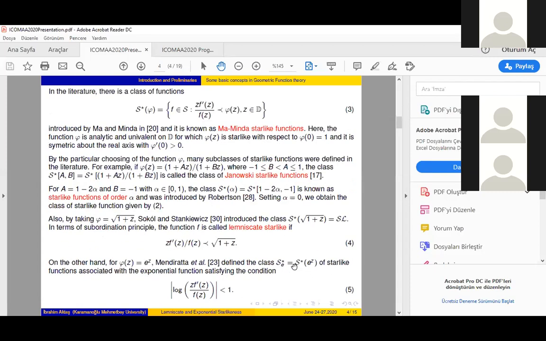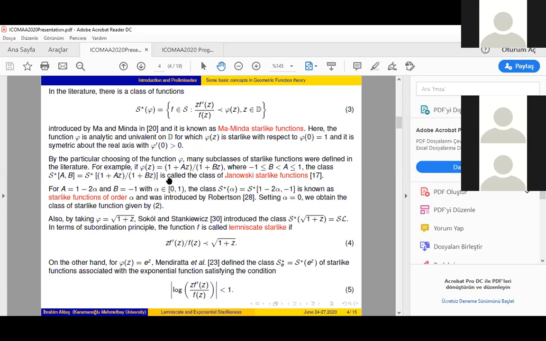In the literature, there is a class of functions S star phi introduced by Ma and Minda, and it is known as Ma-Minda star-like functions. Here, the function phi is analytic and univalent on the unit disk, for which the function phi is star-like with respect to unit, and it is symmetric about the real axis with the derivative of the function positive.